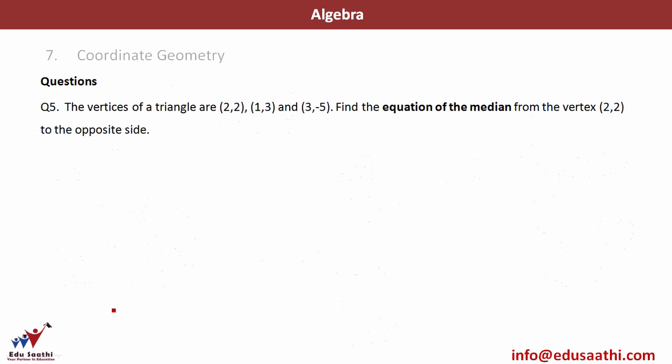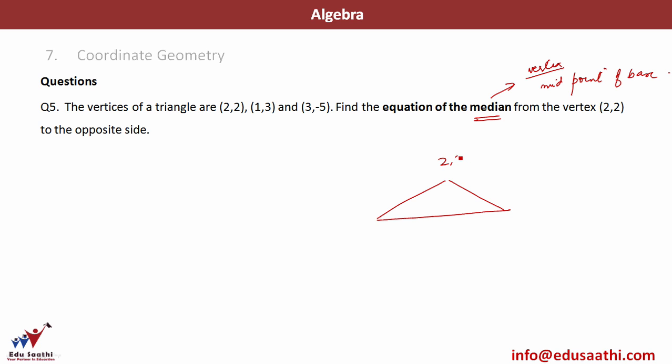Another question that we have is, the vertices of the triangle are given to you. Find the equation of the median from the vertex to the opposite side. Now the only thing that you need to understand is what the median is. Median is the line from the vertex joining the midpoint of the base. If you look at the triangle, the three vertices that are given to us are (2, 2), (1, 3) and (3, -5).